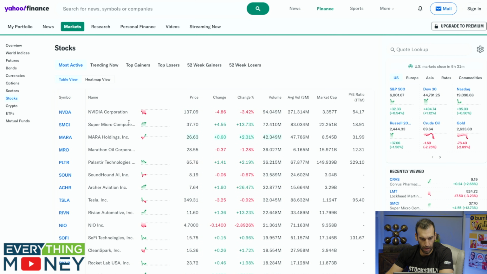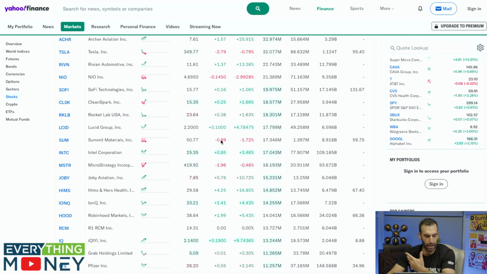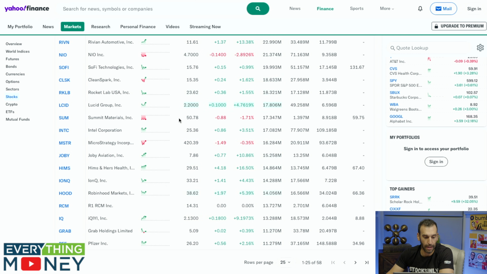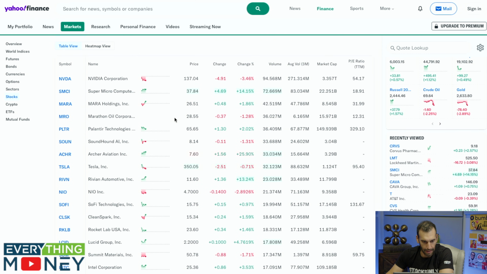Super Micro Computer, SMCI, it's moving like crazy. 72 million, Mara, and you can just see the list and you can see the volume dwindles as you go down. Write down these top 25 and say, okay, I'm going to write that down on Monday. Tuesday, I'm going to come and write down the same thing again. Wednesday, same thing again. And see which 5, 6, 7, 8, 9 stocks are in there every single day. I can promise you that just looking at this list, NVIDIA you're going to see in there every single day.